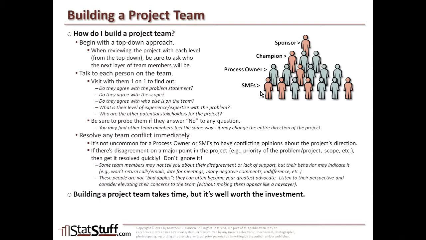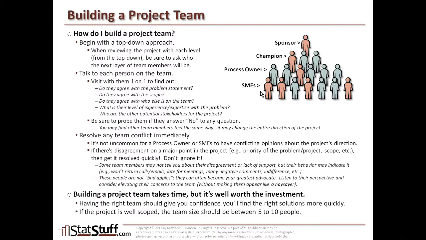Also, when you build the project team, it may take a lot of time, but it's really well worth the investment. Having the right team should give you the right confidence that you're going to find the right solutions more quickly. So when you have a project that's well scoped, your team size should be somewhere between 5 to 10 people. If it gets larger than 10 people, chances are it may not be scoped appropriately. You might have to readjust that. But let that number of about 10 people be an ideal maximum range for what you'd expect on the team.